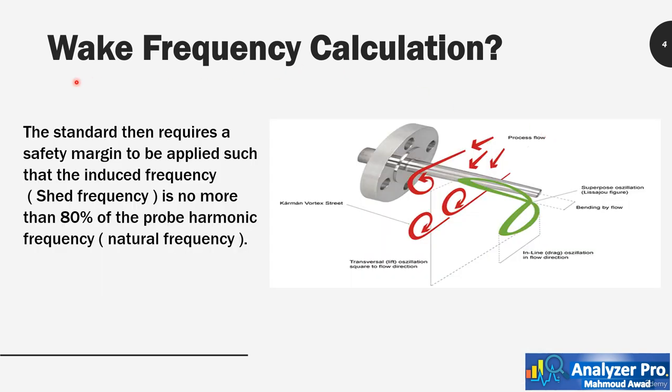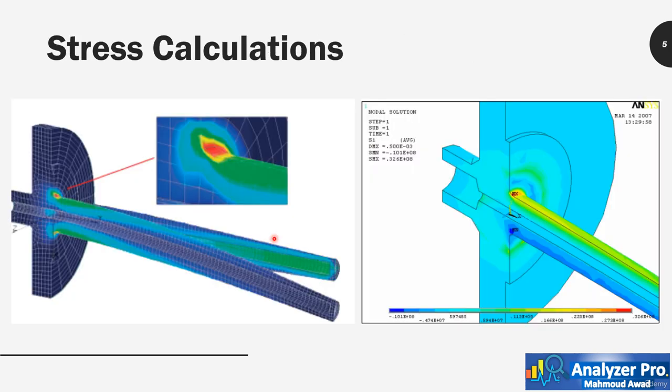We should calculate the harmonic frequency of the probe and calculate the induced frequency from the vortices. The standard then requires a safety margin to be applied such that the induced frequency or shed frequency is no more than 80% of the probe harmonic frequency. Also, calculation of bending stress should be done to confirm that the probe will not fail due to bending stress. The bending stress should be below the yield stress of the probe.